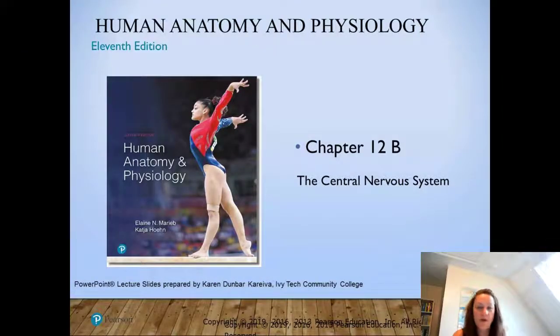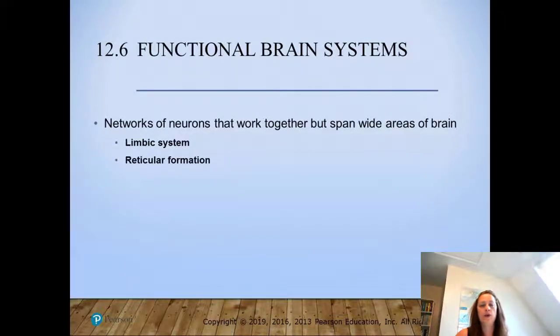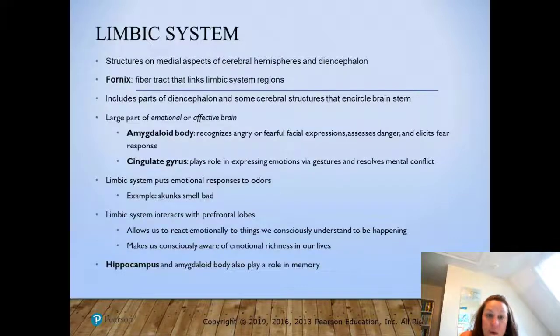All right, welcome to 12B on the central nervous system. We left off at the cerebellum, and now I'm going to continue from there, talking about two functional brain systems, sort of networks of neurons that work together but aren't necessarily located in the same region. One of them is the limbic system, and the other is the reticular formation.